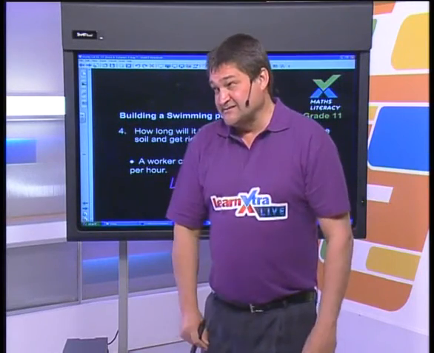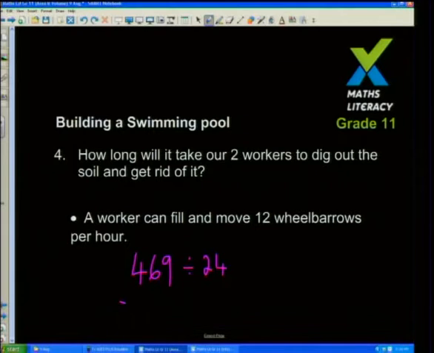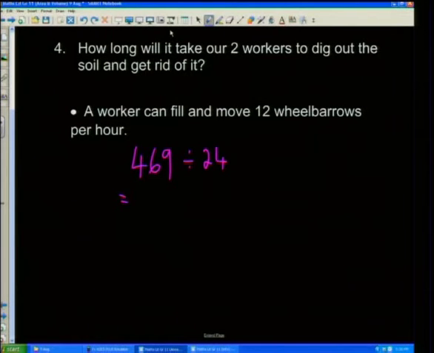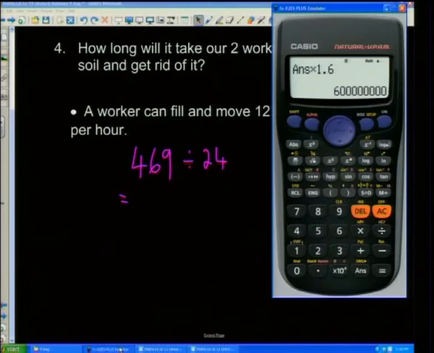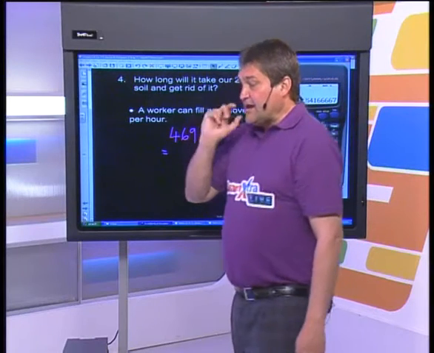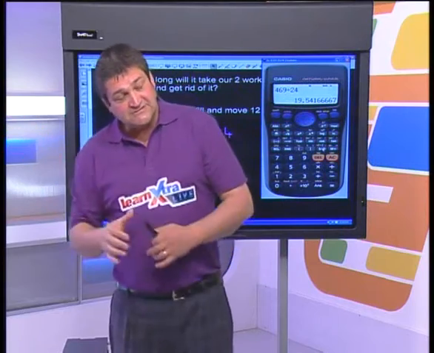I think it's going to take quite a few hours. What do you think, Indiana? Okay, let's go for it. So on our calculator, we've got 469 wheelbarrows. We're dividing it by 24, because 24 going every hour. And voila, there we have 19.54 hours.